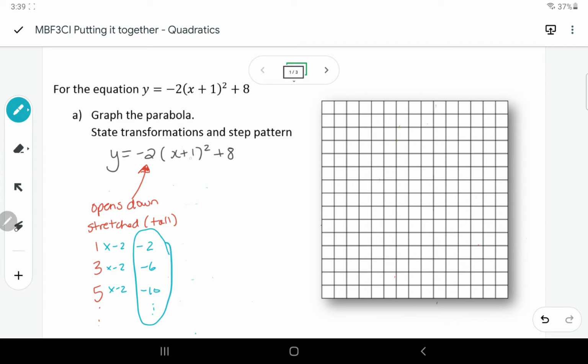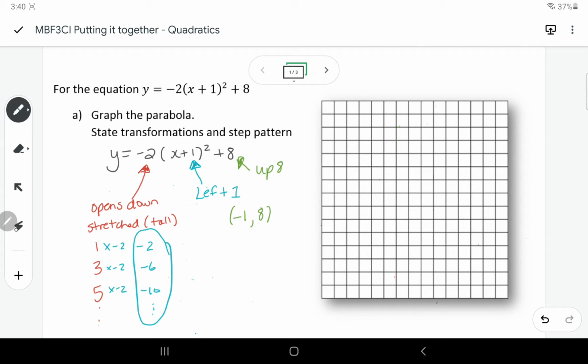The other pieces of the equation that I need: this +1 is the left to right shift, the horizontal, and remember that this one's always the opposite sign. So this would move in a left direction because it's positive. So this goes left 1. The last piece, that +8, is the vertical or the up and down shift, and that one goes the direction you would think. It's positive, so it's going to go up 8. That would give me a vertex if I'm going left 1 and up 8. Left is into the -1s, so -1 and then up to +8.